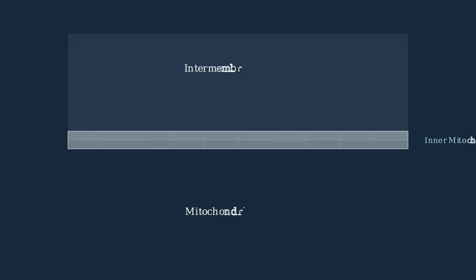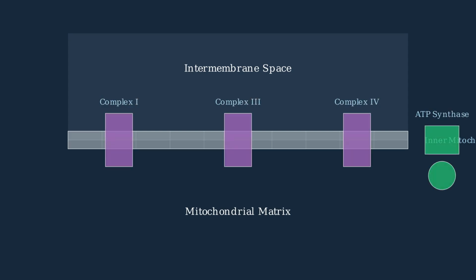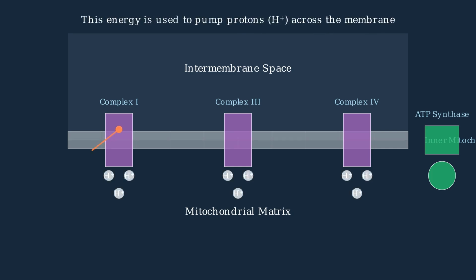The proton pumping mechanism occurs across the inner mitochondrial membrane. Complexes 1, 3, and 4 are key protein complexes embedded in the inner mitochondrial membrane. ATP synthase provides the only pathway for protons to return to the matrix. As electrons move through the electron transport chain, they release energy. This released energy is used by the complexes to pump protons from the mitochondrial matrix into the intermembrane space.